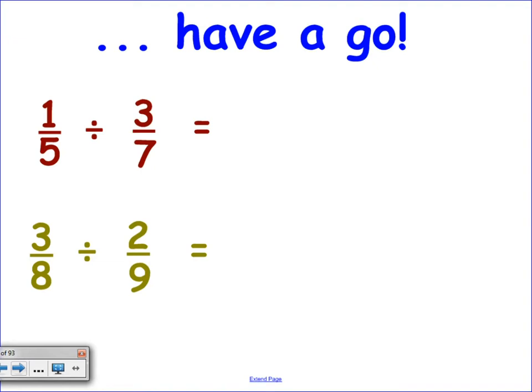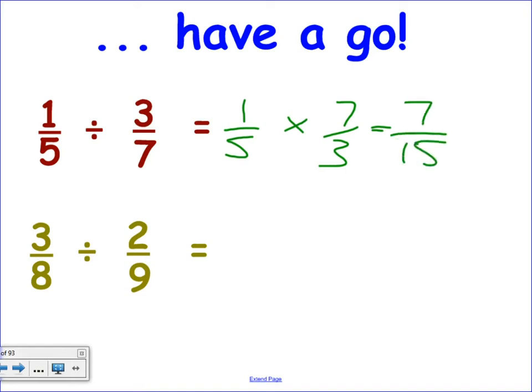So let's have a go then. I've got 1/5 divided by 3/7. The 1/5 doesn't change. What does change? The 3/7 turns into its flip, and the division turns into a multiplication, easy. So when we do the maths for that, 1 times 7, 5 times 3. Does it simplify? No, it doesn't. Right, let's do the next one then.